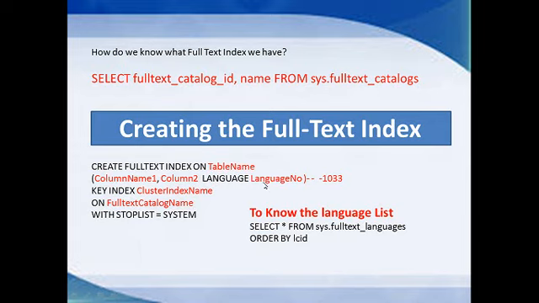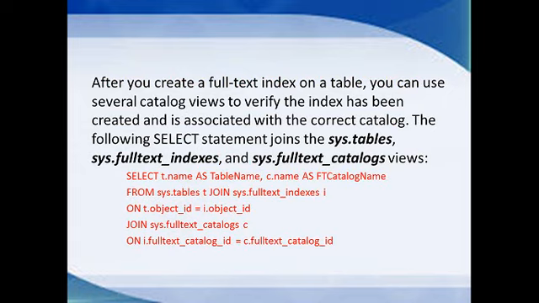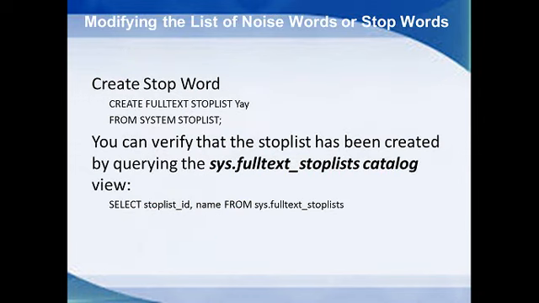The language number should be in here, language. Then you have to specify 1033 if you are using English, and unfortunately Amharic is not included. And you have to specify key index, clustered index name, and then the full text catalog name. This way you can create a full text index. After you create a full text index, you can retrieve what full text indexes are available within that specific table using this syntax. And we can create stop words by ourselves.